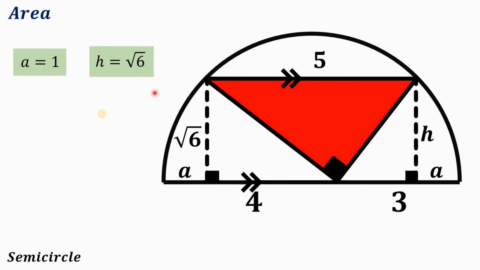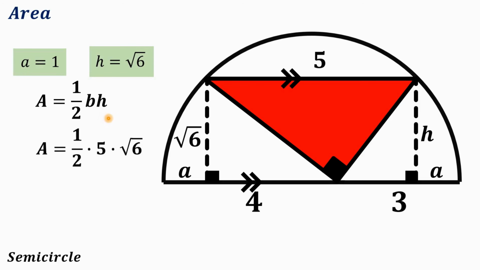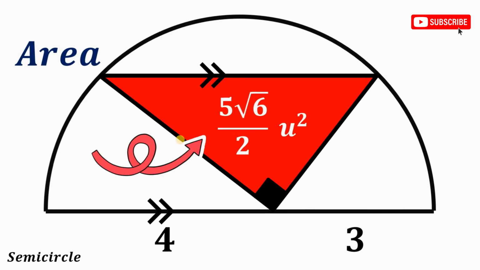The area of a triangle can be computed using this formula, 1/2 times base times height. We know the base, this is 5. We know the height, this is square root of 6. In short, the area of this red triangle simply equals 5 times square root of 6 divided by 2 square units. And that is the answer to this question. Therefore, given this figure, the area of this red triangle simply equals 5 times square root of 6 divided by 2 square units. And as always, we are done.